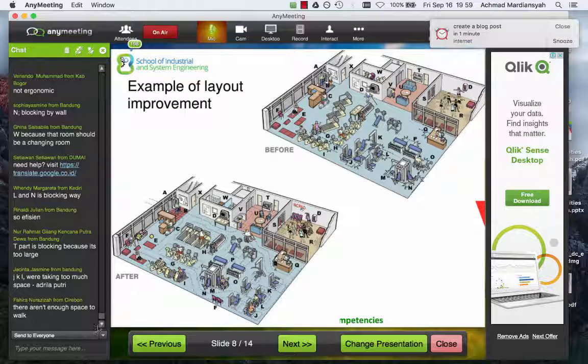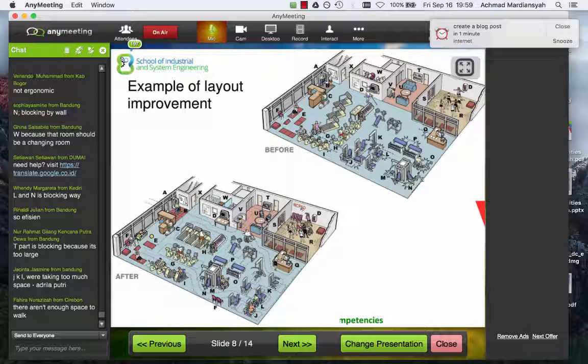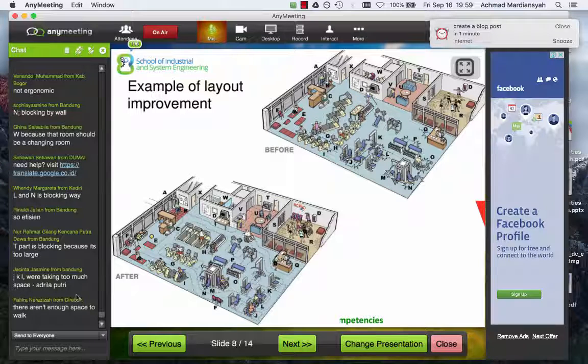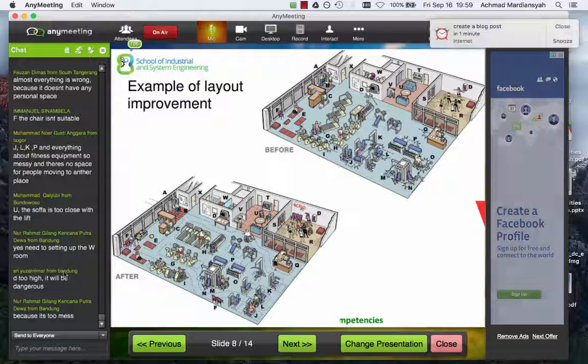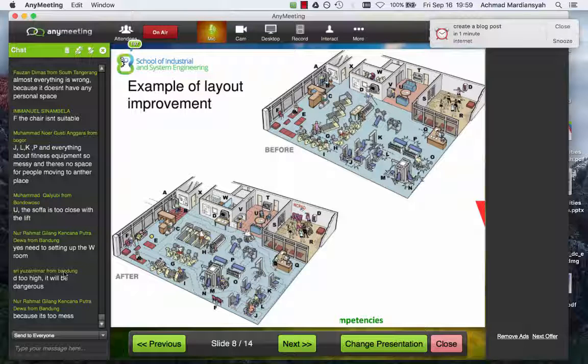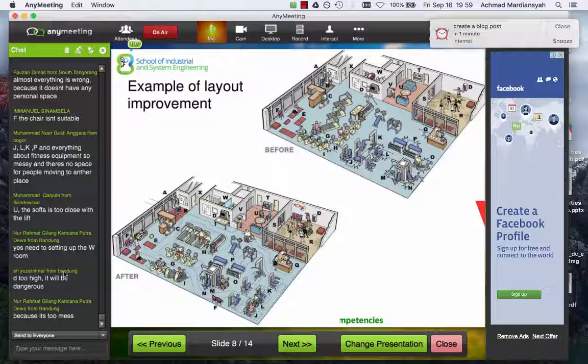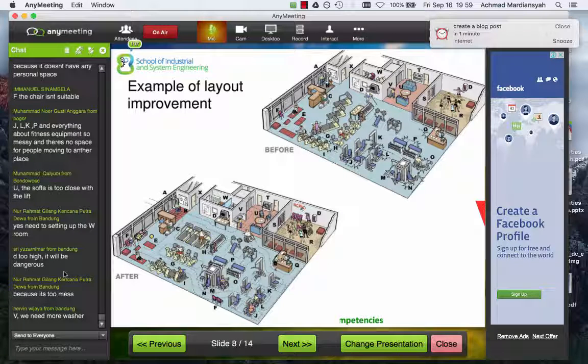Okay, so what is T? Oh yeah, instead of putting it on the floor, it's better if you put it on the wall. Thank you very much. It's too large, taking up space. O, what is O? Oh, it's not safe. Okay, guys, thank you. You typed again, we already discussed it before.